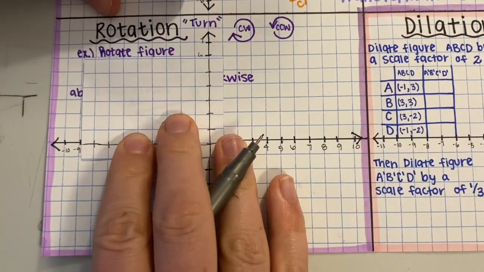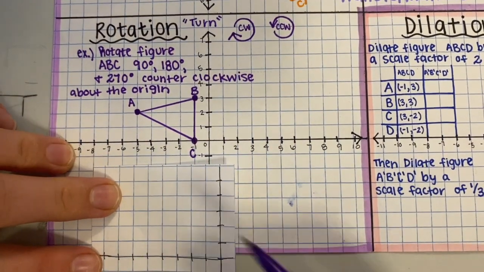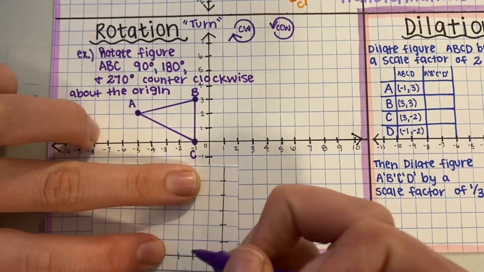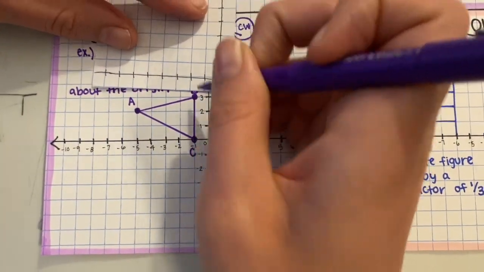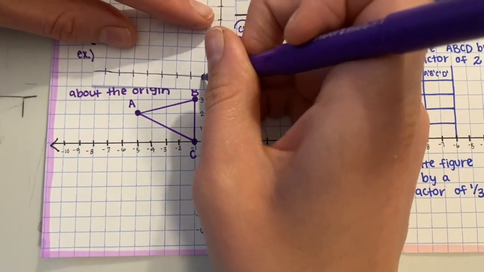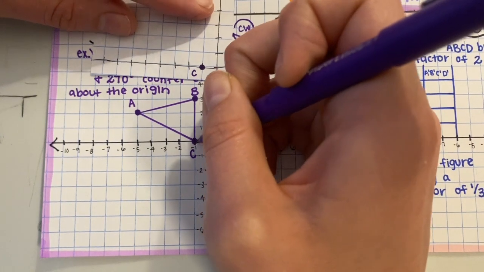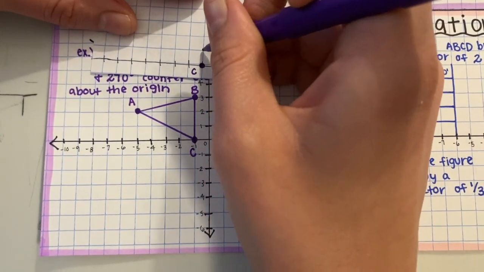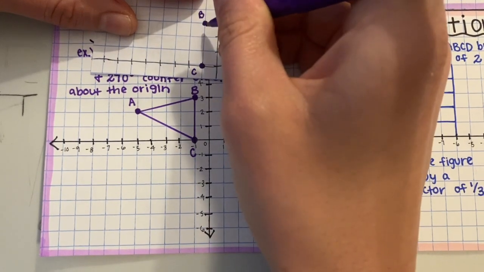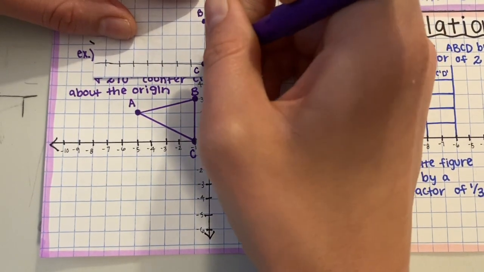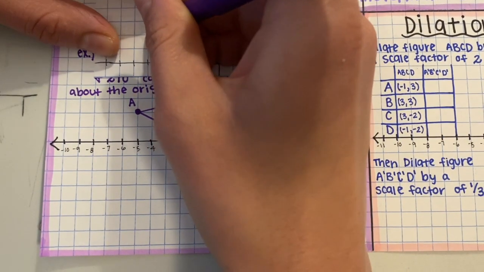What I'm going to do is draw my image on here. So this original figure, C, is at -1, 0. B is at -1, 3. And A is at -5. So 1, 2, 3, 4, 5, -5, 2.